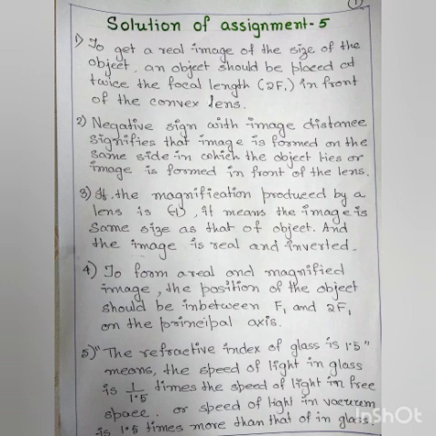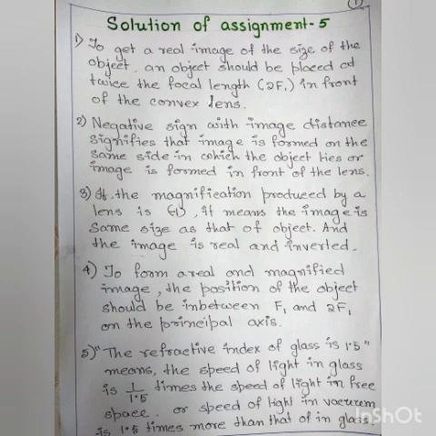Clear? Now our next question, number 3. The magnification produced by a lens is -1. What does this mean? If the magnification produced by a lens is -1, it means the image is the same size as that of the object and the image is real and inverted. Okay.